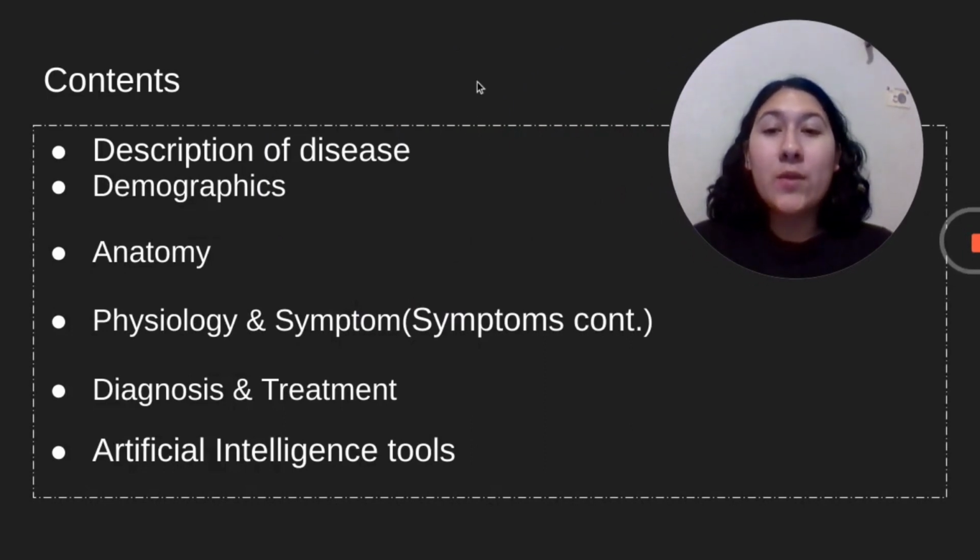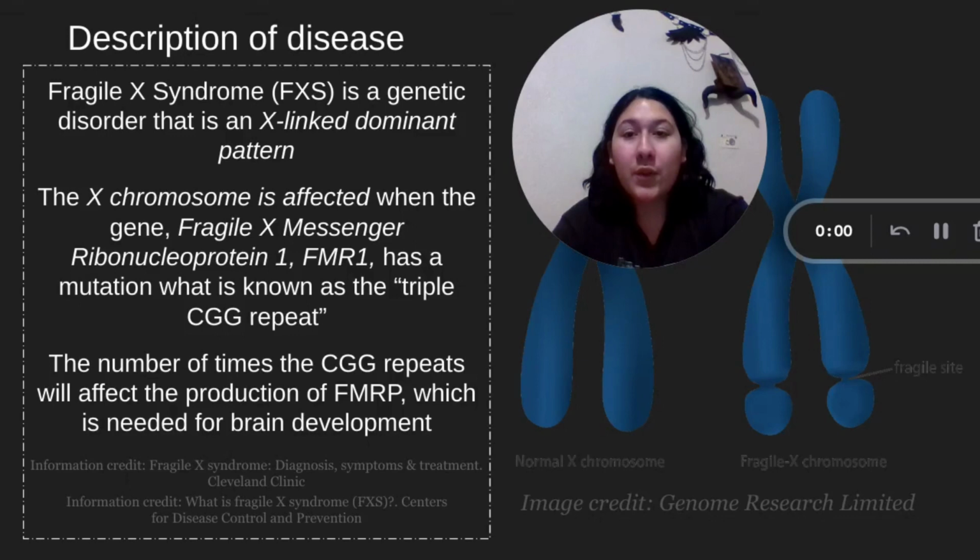Contents. I will be describing the disease along with its demographic and anatomy and its physiology and symptoms. I will also be discussing diagnosis and treatment options, and I will also be discussing artificial intelligence tools that help with the disease.